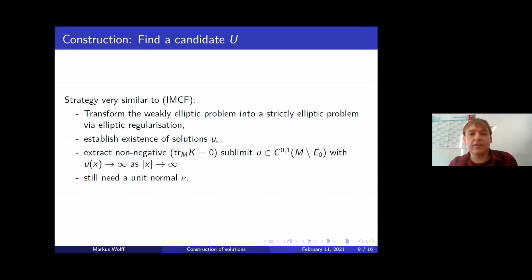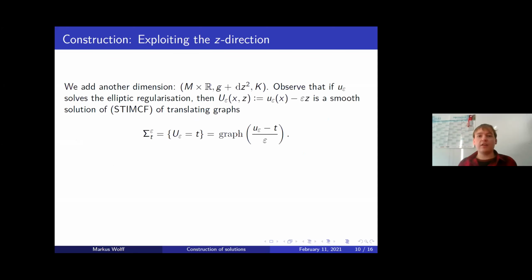And now we have found this candidate U, still only on the original manifold, but we still have the issue that we now need to construct a unit normal. And here we start exploiting this additional direction. So we add another dimension by going to the cylinder M cross R, and we extend the metric and the second fundamental form K in a trivial way. And then the key observation is that this function, big U of epsilon, which is U epsilon minus epsilon times Z, is in fact a smooth solution of our original problem, and the level sets are given by these translating graphs.